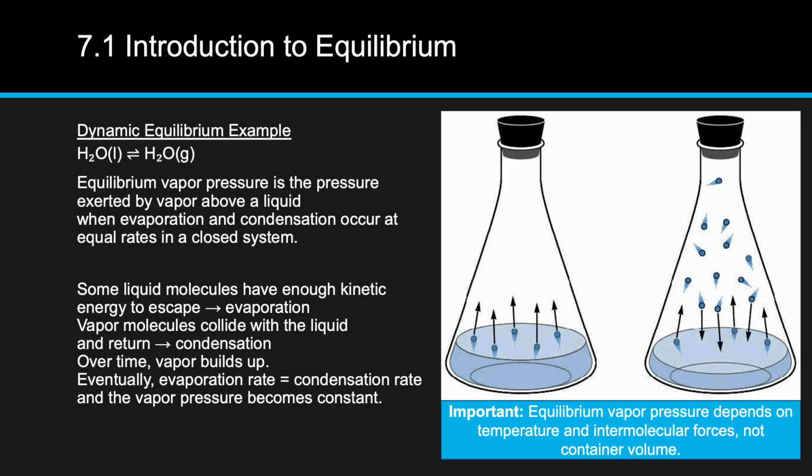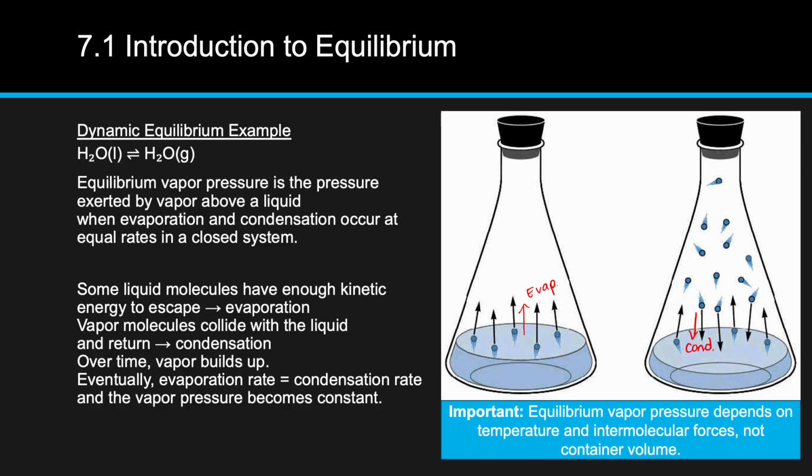A common example of dynamic equilibrium is the phase change between liquid water and water vapor. Let's go through the steps of what's happening at the particle level to understand this dynamic equilibrium. First, you have a closed system and you have a liquid, in this case liquid water. Some of those liquid molecules are going to have enough kinetic energy to escape the surface and enter the gas phase through evaporation. Once you have those vapor molecules, they are now able to collide with each other and the liquid. And when they collide with the liquid, they can return back into liquid molecules through condensation.